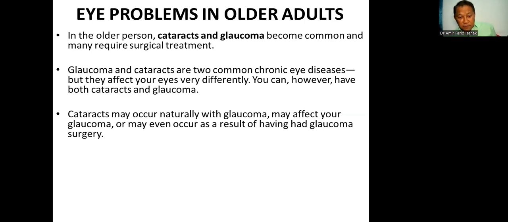Now we move on to the older adults. In the older person, cataracts and glaucoma become common and many require surgical treatment. Glaucoma and cataracts are two common chronic eye diseases, but they affect your eyes very differently. You can, however, have both cataracts and glaucoma. So they are actually different diseases, but externally, sometimes difficult to tell the difference.